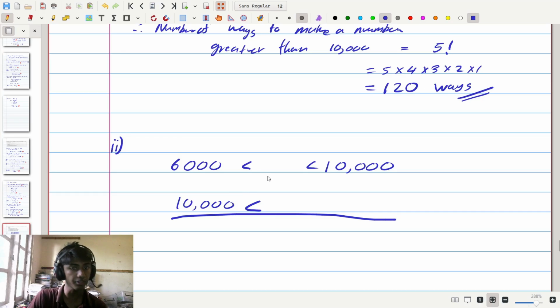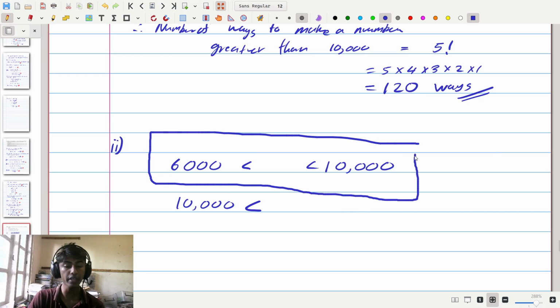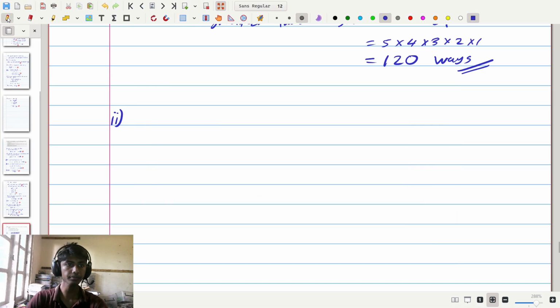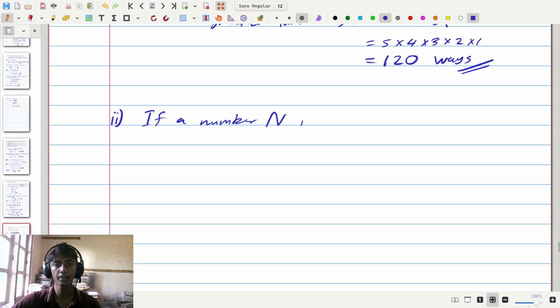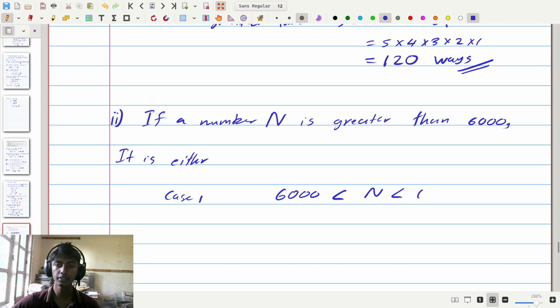Instead, for the second part of the question, all we need to do is to find the number of different numbers we can create that are in between 6,000 and 10,000. Now for this, I'm going to make the statement that if a number n is greater than 6,000, we can say case 1, it is in between 6,000 and 10,000.